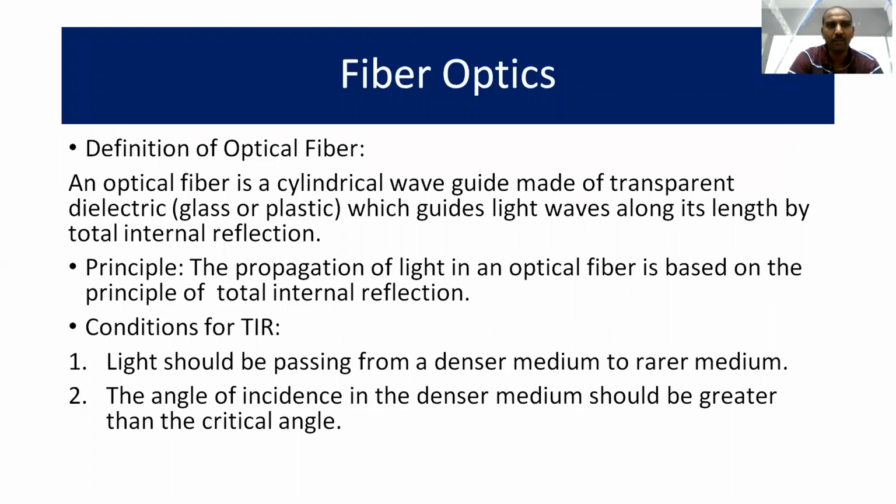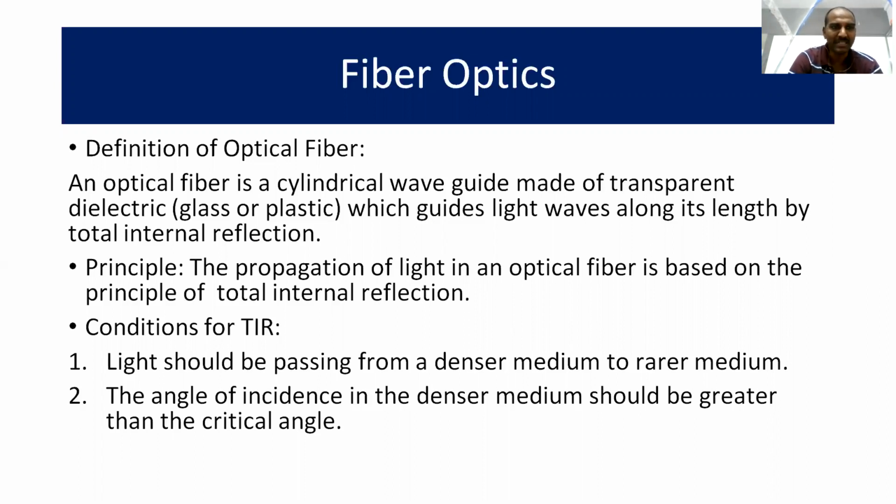And how do you define the optical fiber? An optical fiber is a cylindrical waveguide made up of a transparent dielectric material, usually either glass or plastic, and occasionally silica, which guides the light waves along its length from one place to another within a short span of time in the form of total internal reflection.